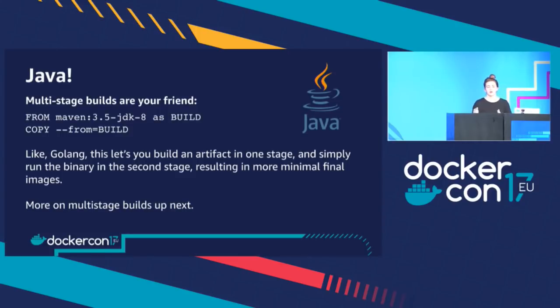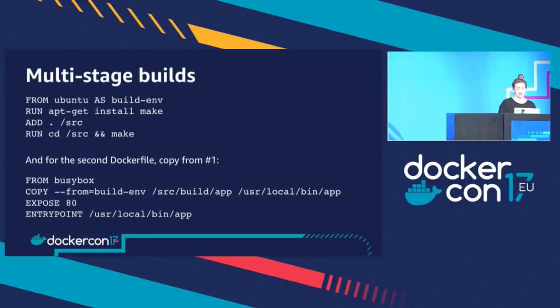Here's Java. It's been out for a couple of months, and we talked about this at the last DockerCon. But multi-stage builds are your friend. So you can build an image from another image. I'm running from Maven 3.5 as build, and then I'm using copy from build as I build that. So like the Golang example, this lets you build an artifact in one stage and then run that binary in the second stage. So that ends up with a more minimal final image because I'm doing all of my heavy lifting in the first part. And then I can do my second part, the more minimal part after that, and it makes my actual run a lot faster. Here's another multi-stage build example.